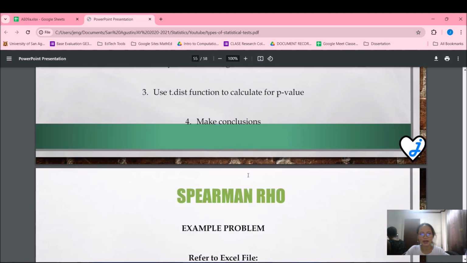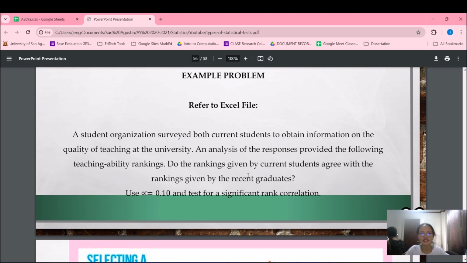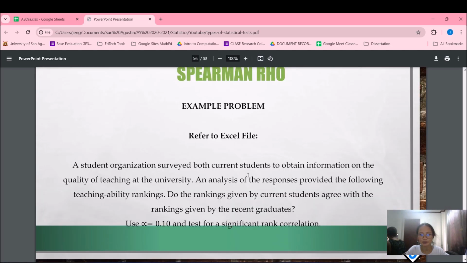So for example, problem: a student organization surveyed both current students and recent graduates to obtain information on the quality of teaching at the university. An analysis of the responses provided the following teaching ability rankings. Do the rankings given by the current students agree with the rankings given by the recent graduates? Use alpha equals 0.10 and test for significant rank correlation. So it's a different alpha level.